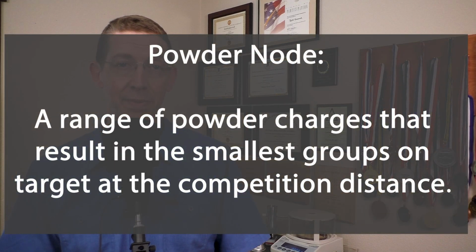So here we go. First, let me define what I mean by powder or velocity node. I use the terms interchangeably at times, so you'll have to forgive me. All right, here's my definition. A powder node is the powder charge range that results in the smallest groups on the target at the competition distance. Let's break that down a little for my use. I develop loads for my 284s with the intention of shooting at 1,000 yards.